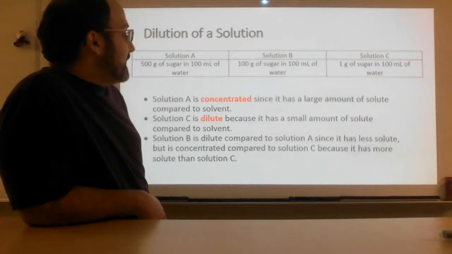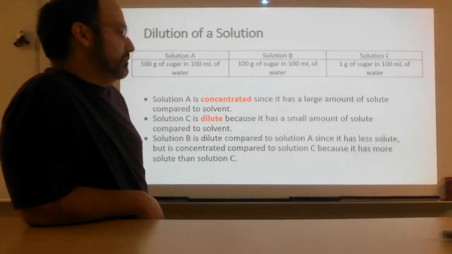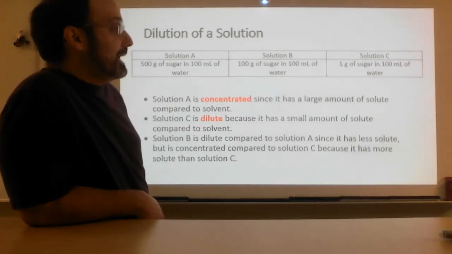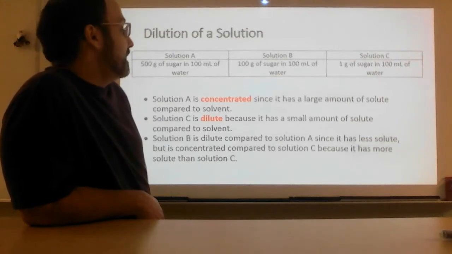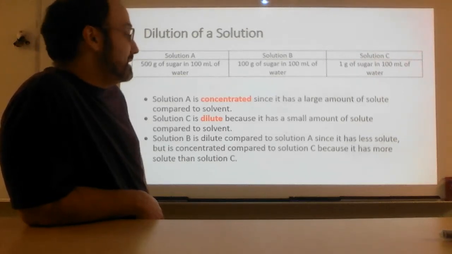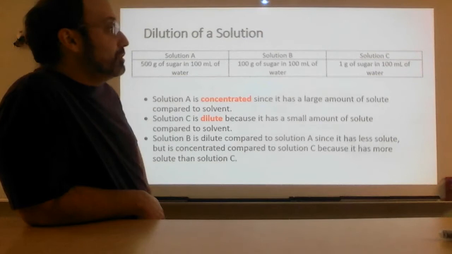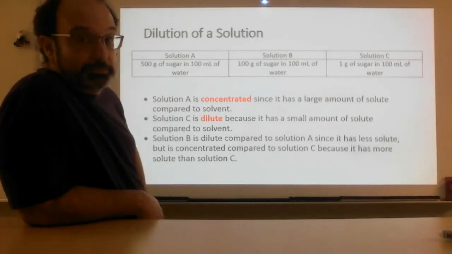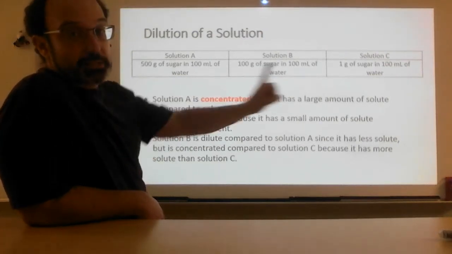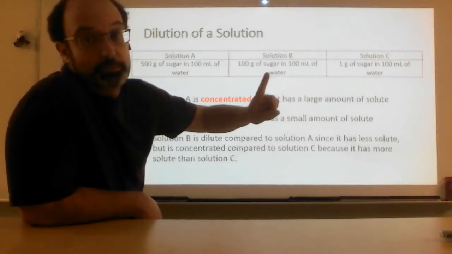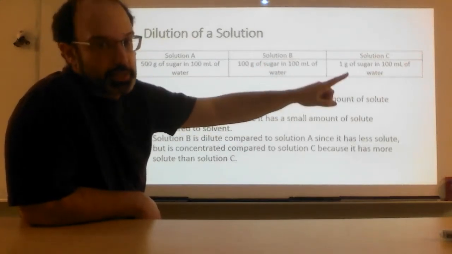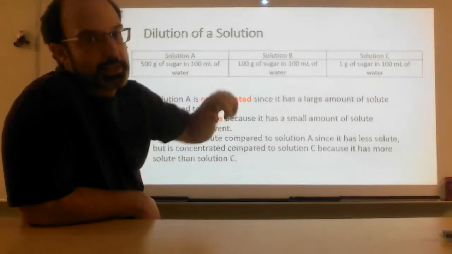Solution B is dilute compared to solution A because there's less solute, but it's concentrated compared to solution C because it's got more solute than solution C. Right? This one's got lots, this one's got almost none, this one's in the middle, which means that it's a lot compared to this one, but it's very little compared to this one.